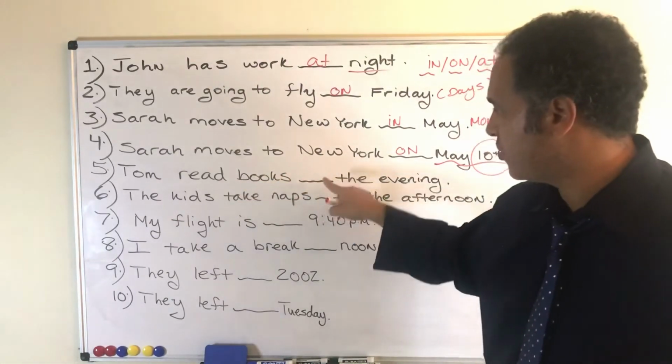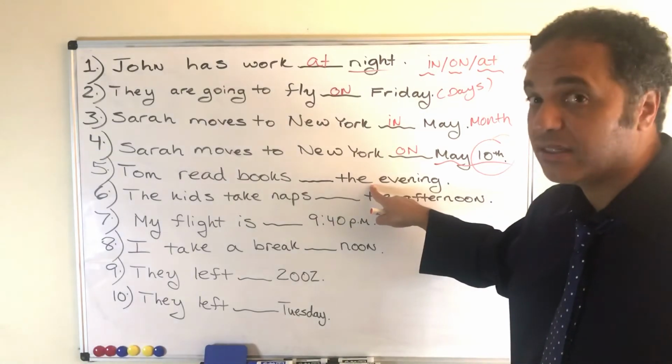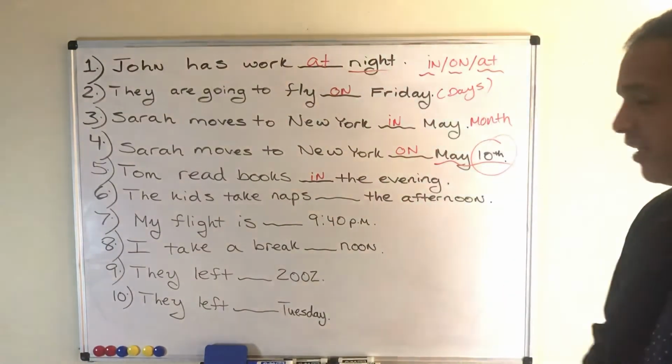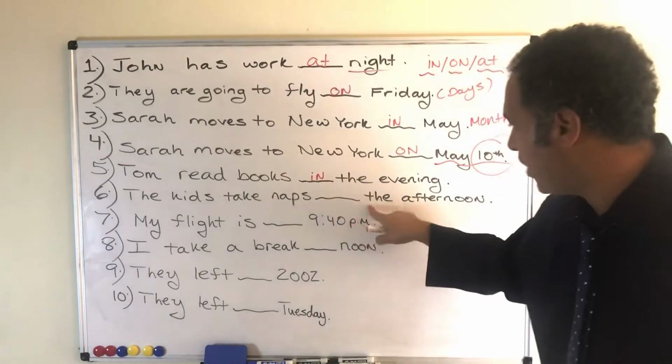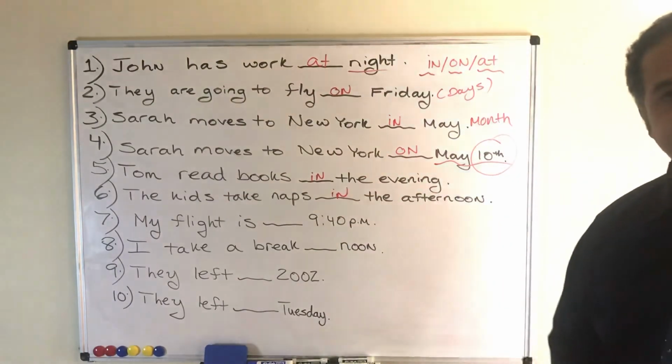Tom reads books blank the evening. In the evening. Again, long period of time. The kids take naps blank the afternoon. Same thing. Same thing.